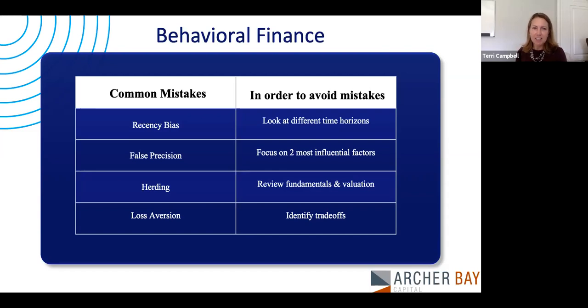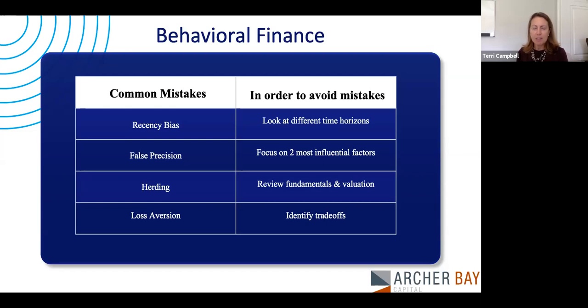The next common mistake, and I love this one, is false precision. If you've ever had a Monte Carlo simulation done for your finances, I would classify that as false precision, where the model is so complex and covers so many different things that you become unnecessarily and wrongly confident in the outcome.